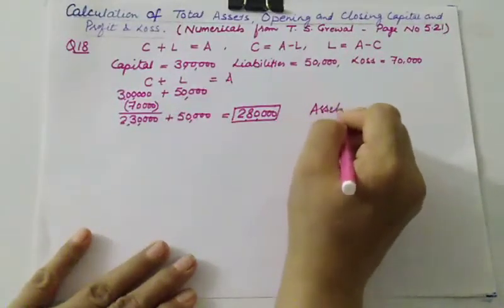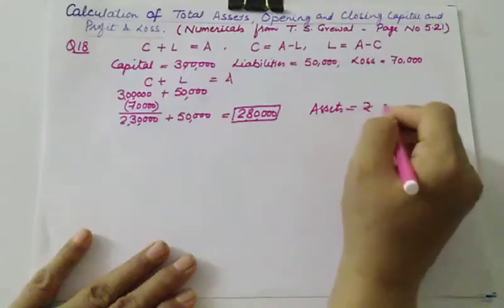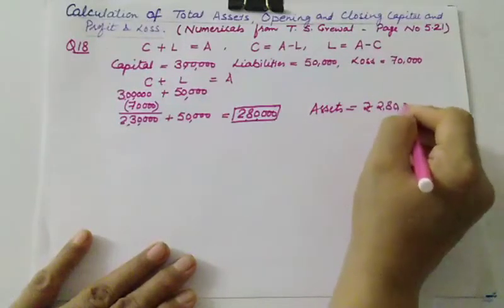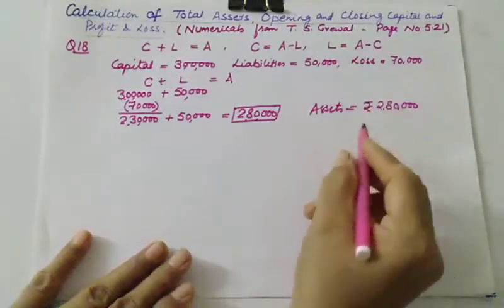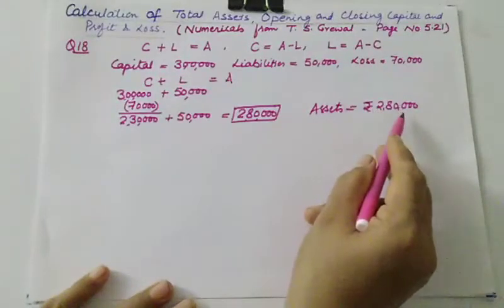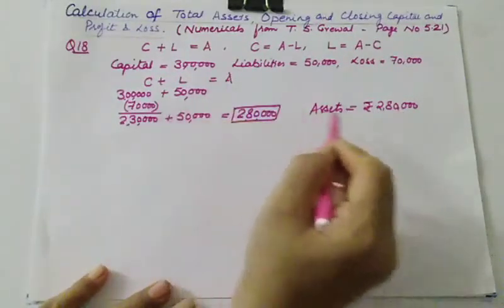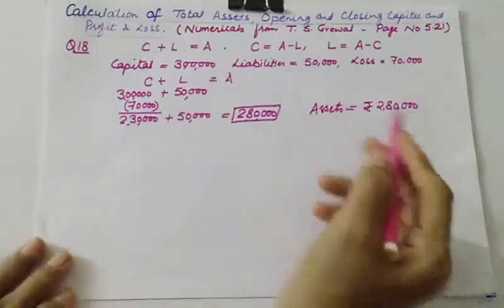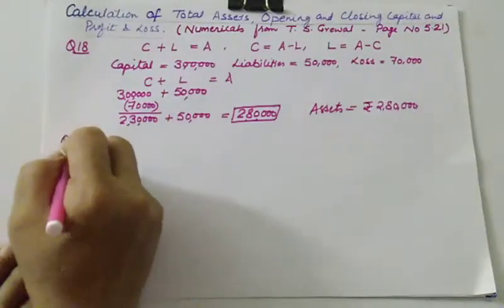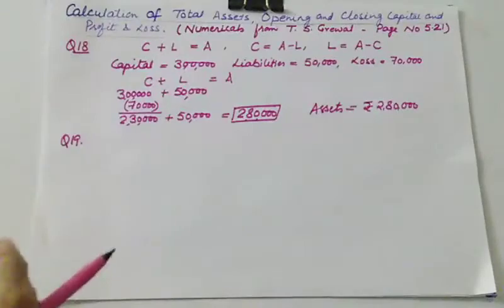So finally your assets will be equal to rupees 2,80,000. Always conclude the final answer with rupees. You don't have to write rupees here, but when you are concluding your answer, you need to write it like this. Now let us do question number 19. Next question.